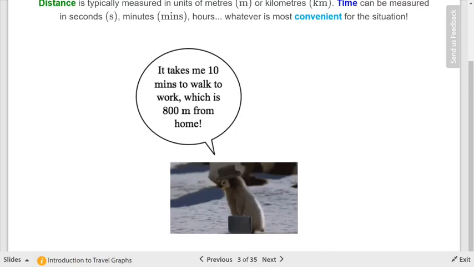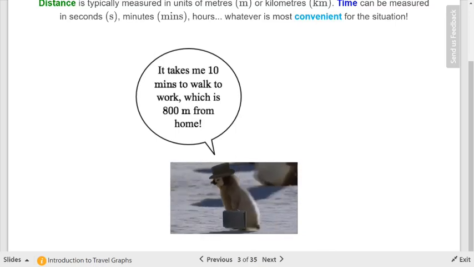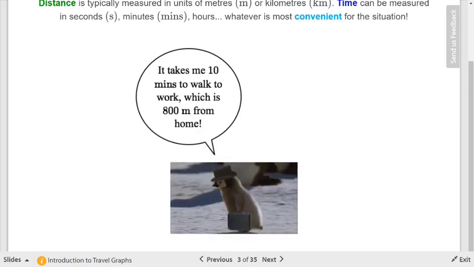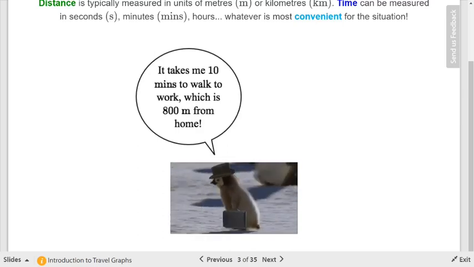So here the penguin says it takes him 10 minutes to walk to work, which is 800 meters from his home. So we could graph that.